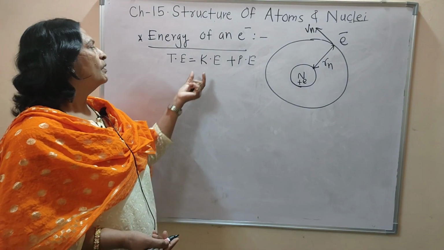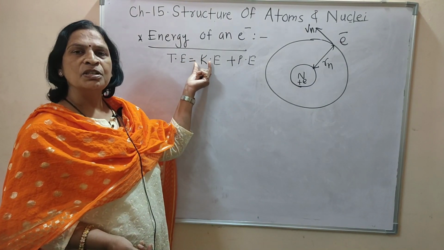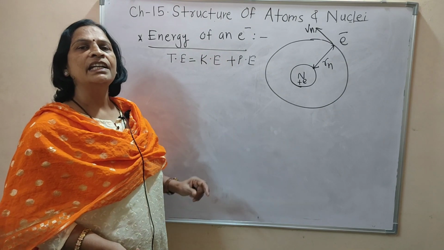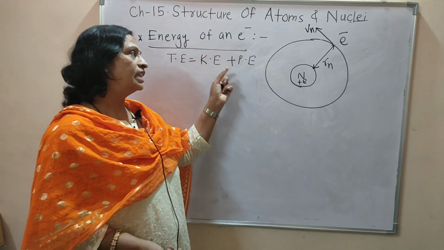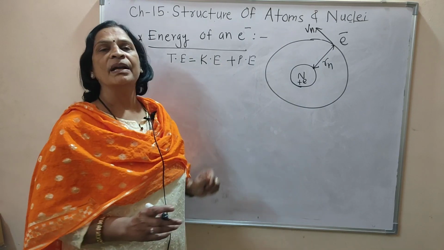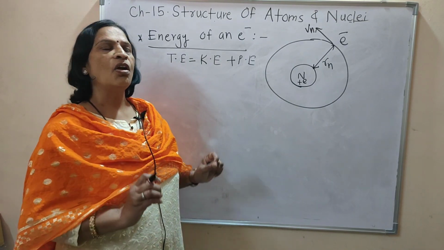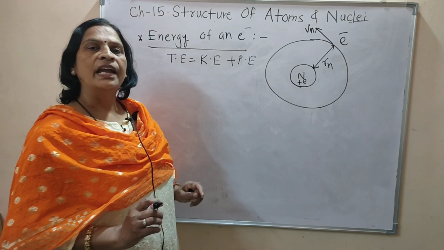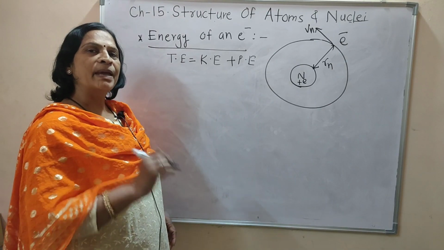Okay. Now we will calculate the kinetic energy first. After that we will calculate potential energy, and the sum of these two energies is nothing but the total energy of the electron. And we will use classical mechanics.